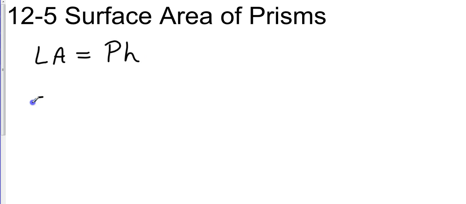And then surface area is going to be lateral area, and I'm just going to let that be L, plus 2B. Remember what capital B was. Capital B is area of the base. Okay, so let's look at this real quick. Let's find us a shape.